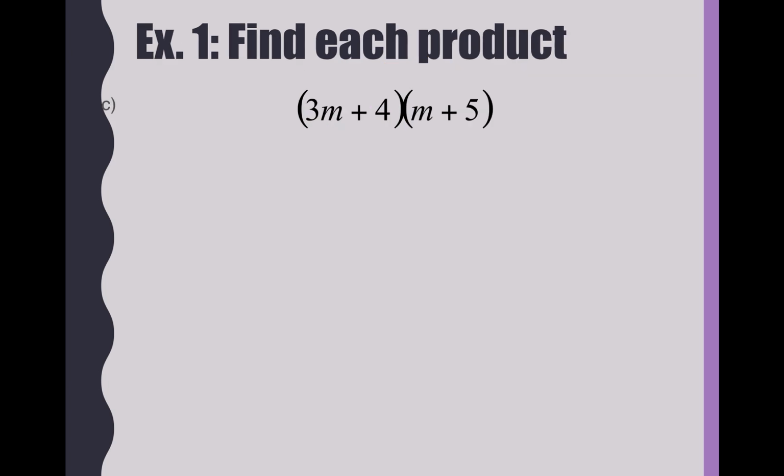So the second method we're going to learn is the FOIL method, and it's just another way of organizing your multiplication problems to make sure that you do all 4 of them in the two-term polynomial products. So FOIL stands for first, outside, inside, last.